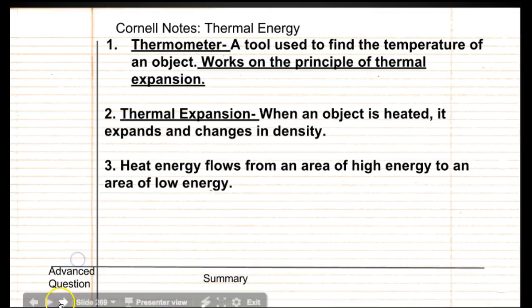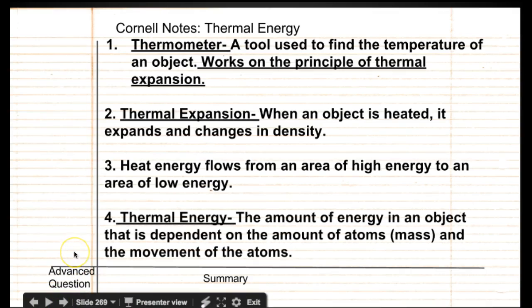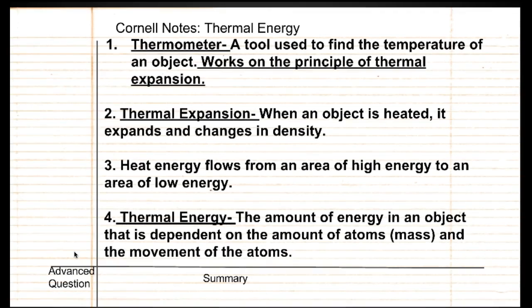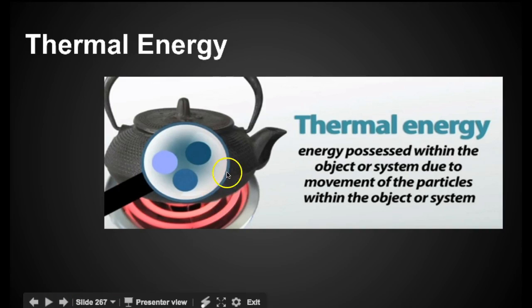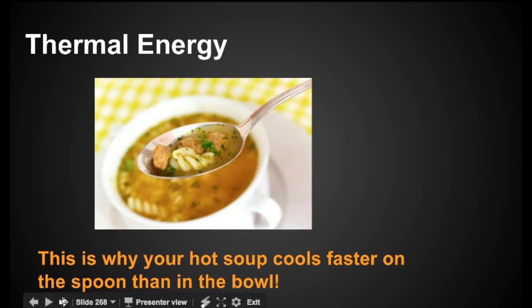All right, last idea for today. Thermal energy. Thermal energy is the amount of energy in an object, but it depends on the amount of atoms or mass. This one's a little bit tricky, so make sure you're listening so you can understand it. So thermal energy is how much energy is in these atoms. It depends on how many atoms the object has. This picture should hopefully make you understand it a little bit better.